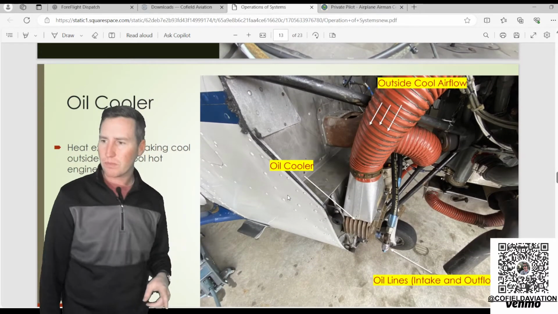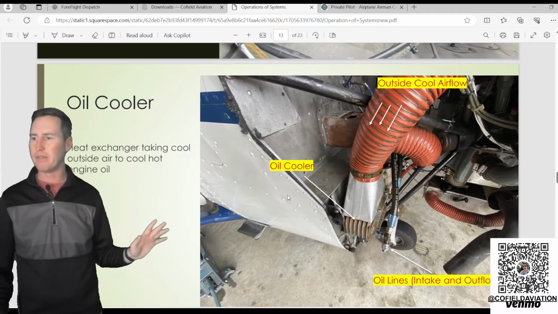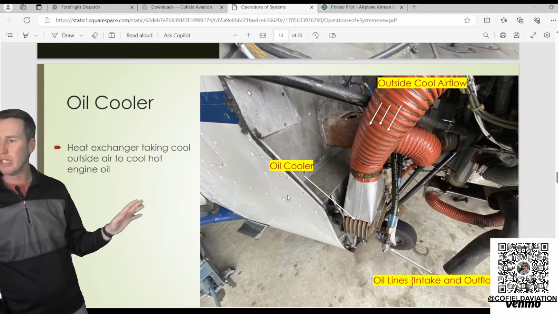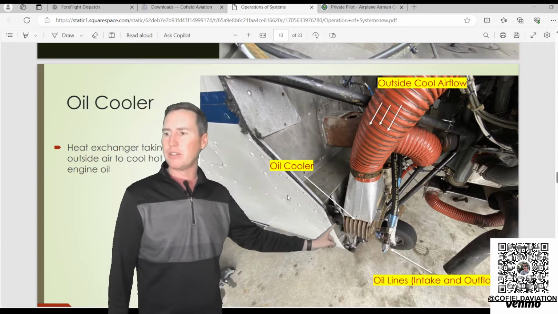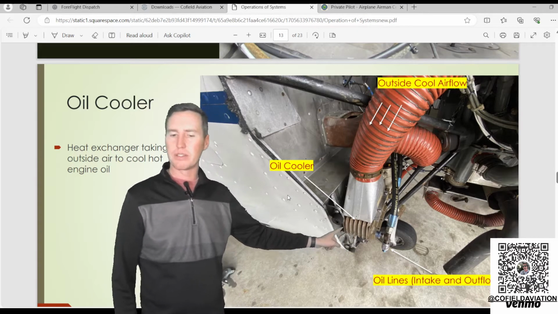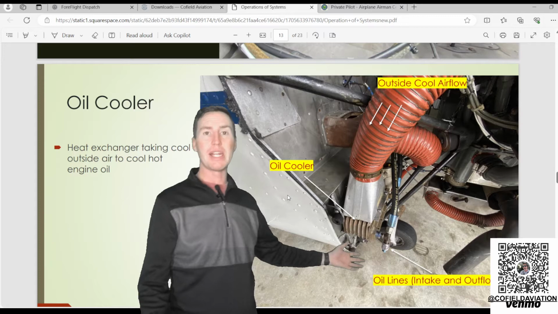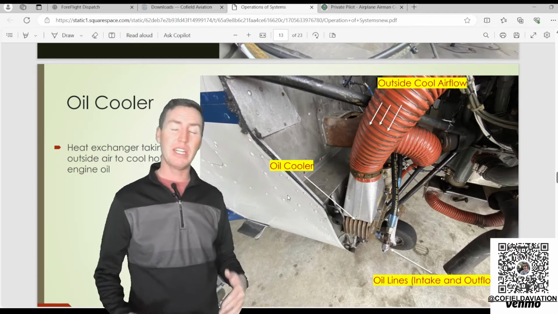Oil cooler. So just real quick, this is a very, very simple heat exchanger. So basically, if you look right here, this is where the oil will circulate. It's basically like a radiator. It's exactly what it is. It's just a heat exchanger.